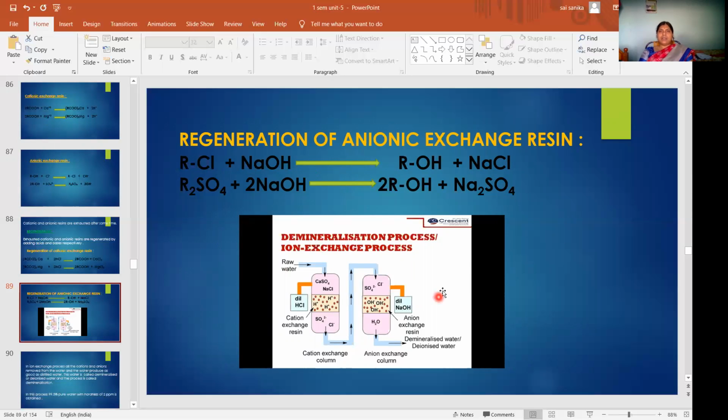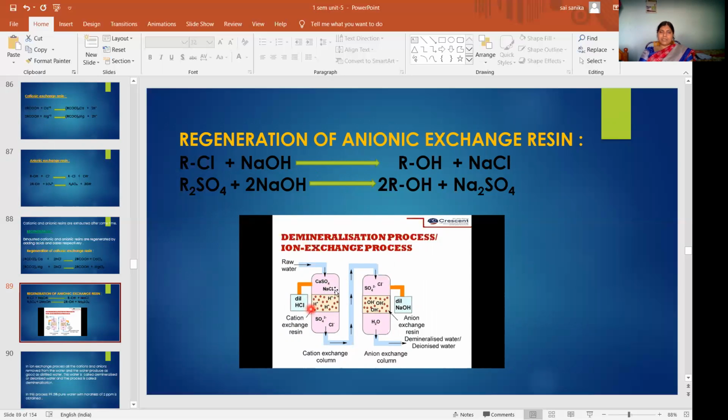So this is the diagram for the ion exchange process. These are the two containers. This is the first container, the first tank. This is the second tank. In the first tank, we are keeping the acidic resin. In the second tank, we are keeping the basic resin. So first we are passing the hard water onto the acidic resin. So what happens here?